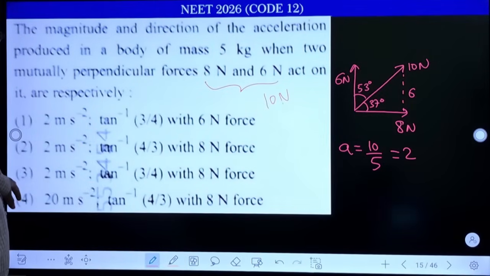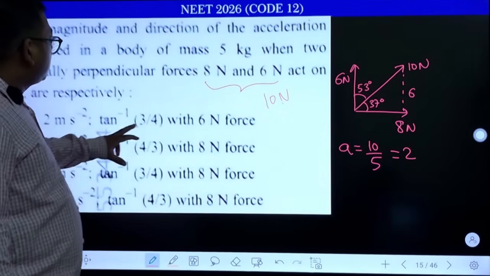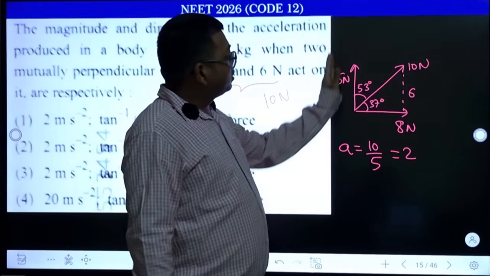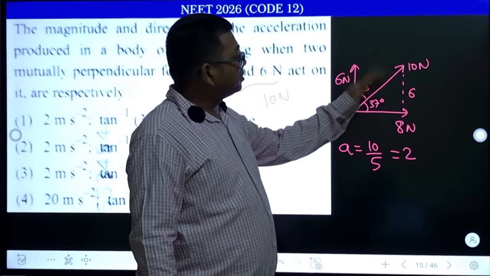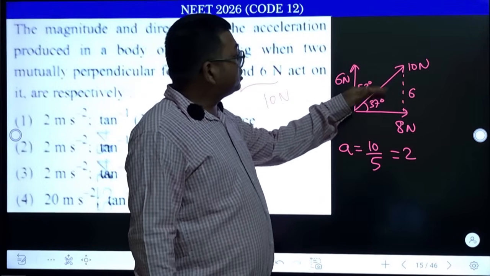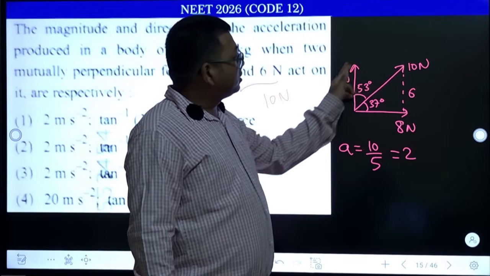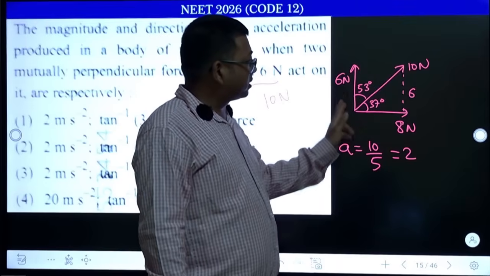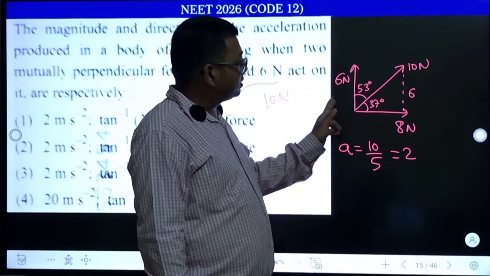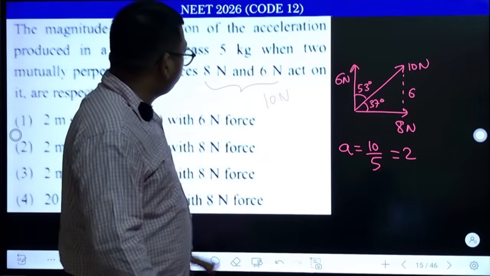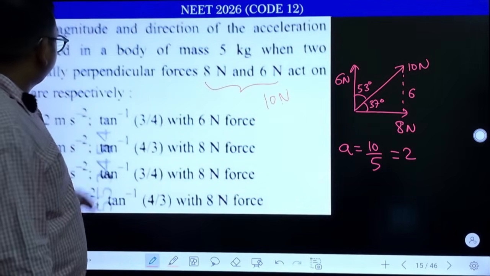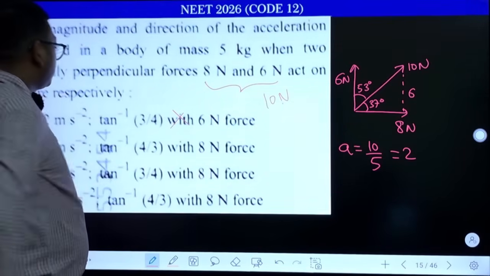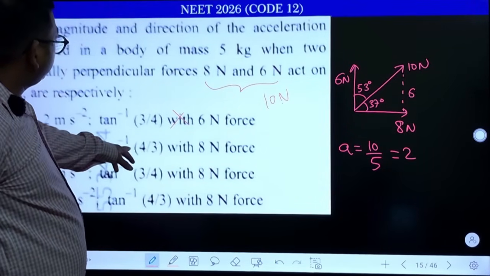So 2 meter per second square is definitely there, but tan inverse 3 by 4 with 6 Newton. If you take 6 Newton, this angle they are talking about is 53 degree, right? For this 53 degree theta, tan theta is 8 by 6, which means 4 by 3. So 4 by 3 if it is coming, then it is correct. So this is definitely wrong with 6. Okay, next, tan inverse 4 by 3 with 8.